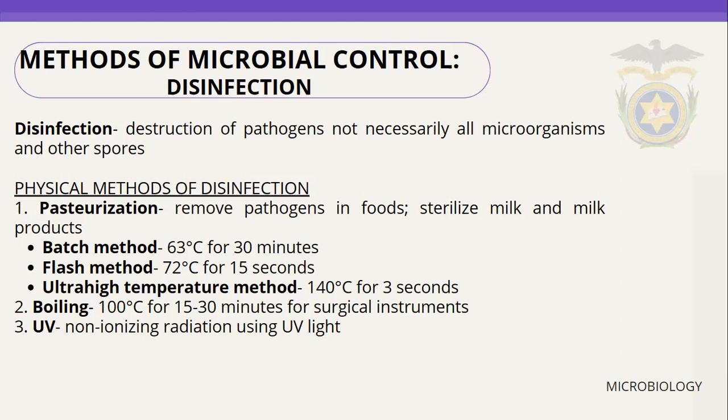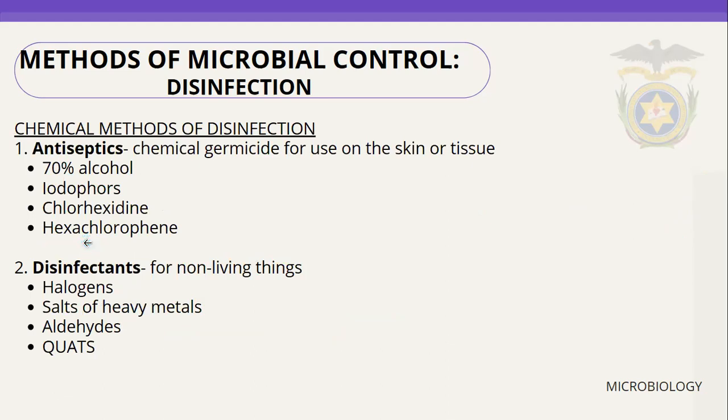Next, we have our boiling, which we use at 100 degrees Celsius for 15 to 30 minutes for surgical instruments or medical instruments. And the last one, we have our UV or non ionizing radiation using UV light. Let's now proceed to the chemical methods of disinfection.